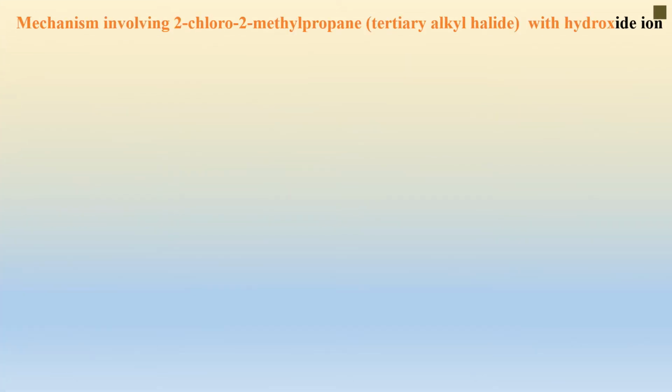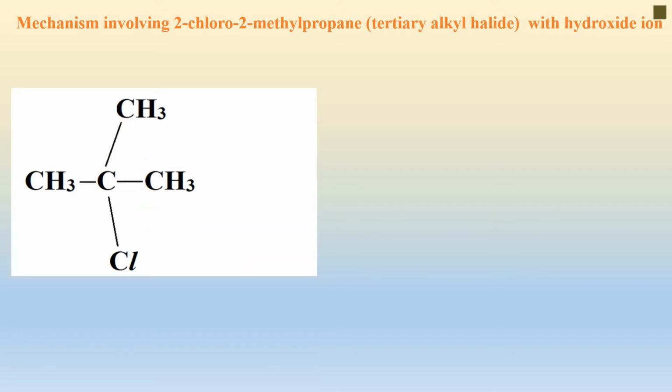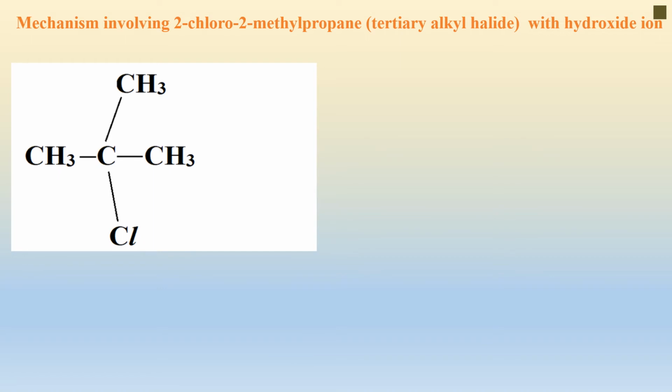Now the mechanism involving 2-chloro-2-methyl-propane, which is a tertiary alkyl halide, with the hydroxide ion. I want to remind you what a tertiary alkyl halide is. A tertiary alkyl halide is an alkyl halide in which the halogen is attached to a carbon which is also attached to 3 other carbons.